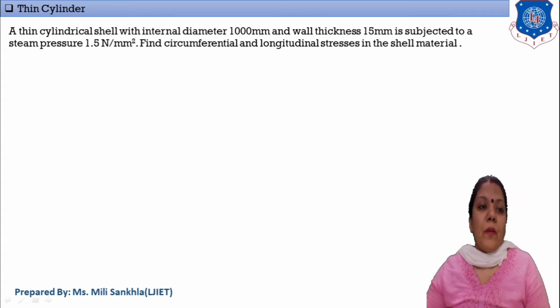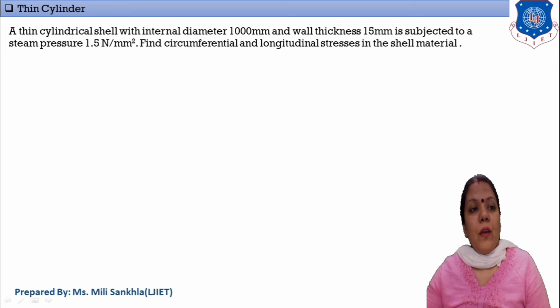In this example, first of all we read the given data carefully and then we check which data we find out here. Now, a thin cylindrical shell with internal diameter D of 1000 mm and wall thickness of 15 mm is subjected to steam pressure of 1.5 Newton per mm square. Find circumferential and longitudinal stress.